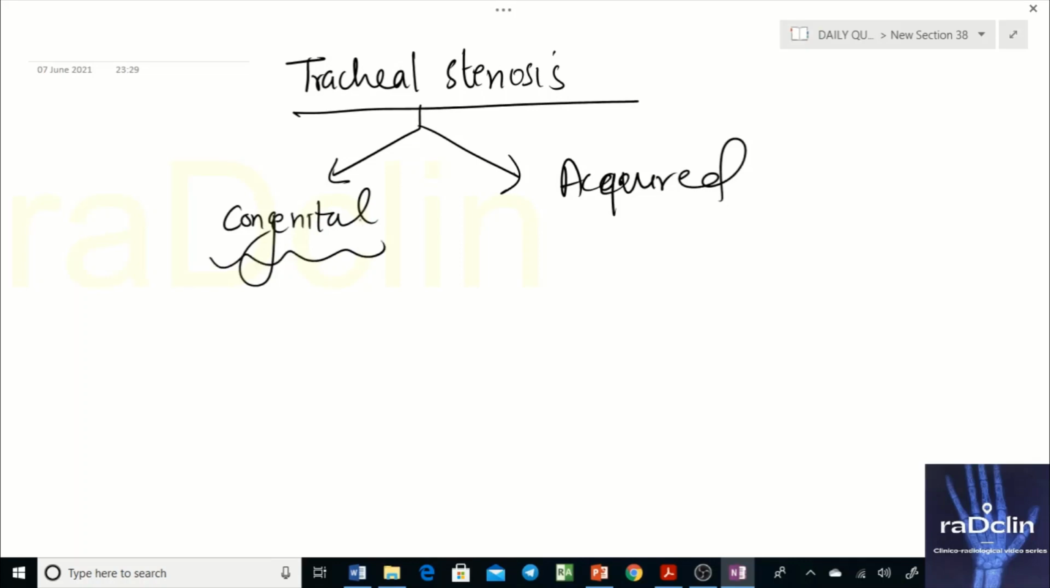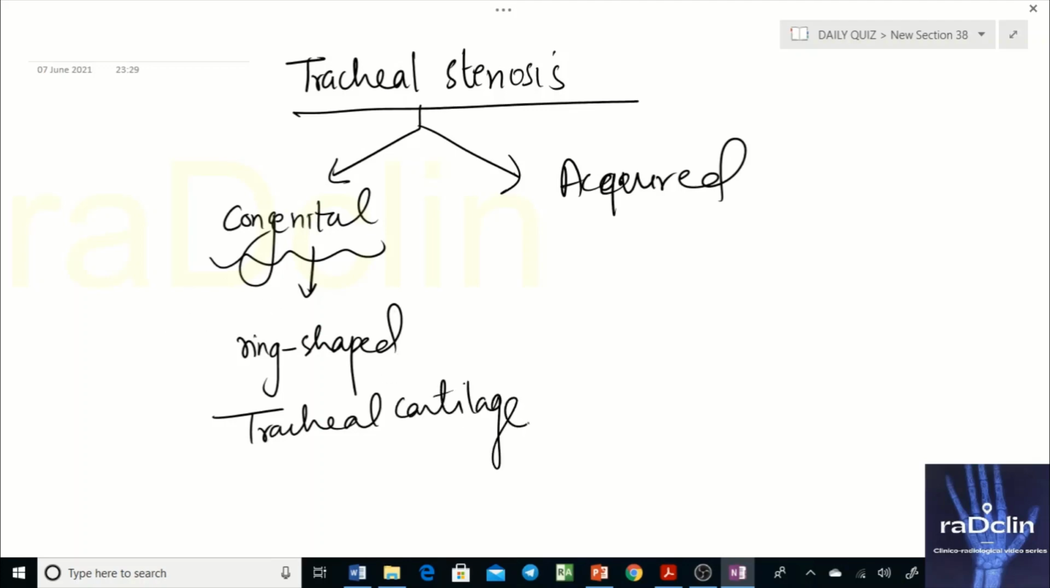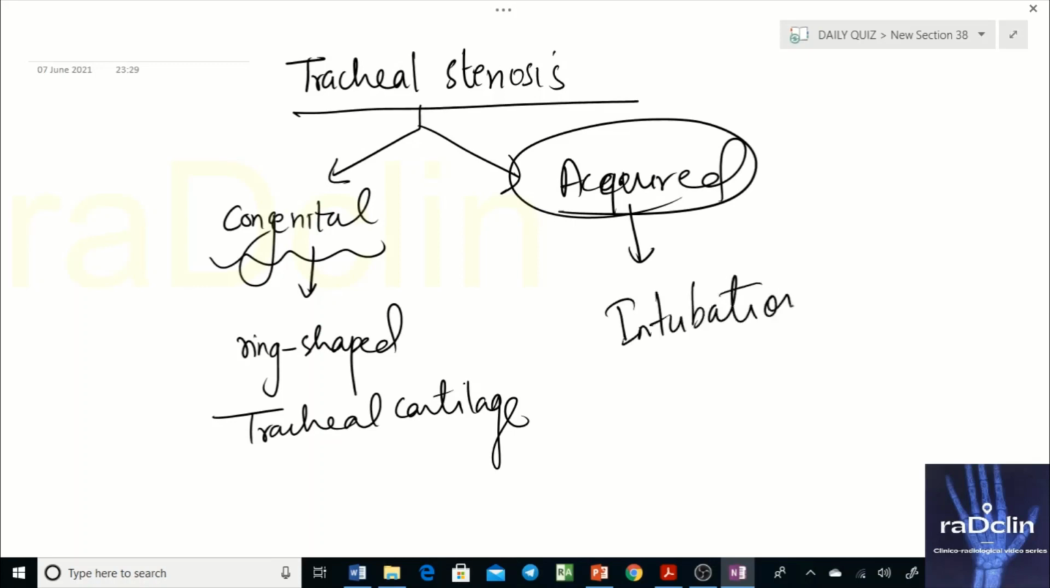Tracheal stenosis, congenital, is due to a ring shaped tracheal cartilage. So in ring shaped tracheal cartilage, what will happen? There'll be a complete ring, that is causing stenosis. What is the acquired cause? What is the most common acquired cause of tracheal stenosis? It is intubation. So tracheal stenosis typically develops post intubation.